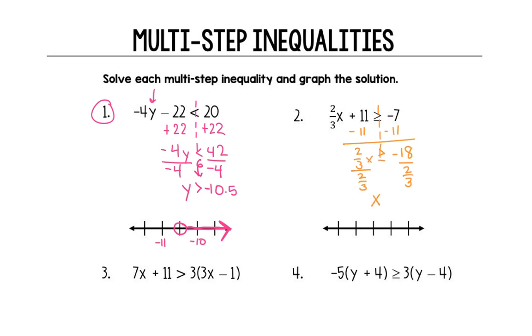That's going to give me x is greater than or equal to negative 27. On my number line, fill this in right here. This is going to be a closed circle, and we are going to shade to the right.